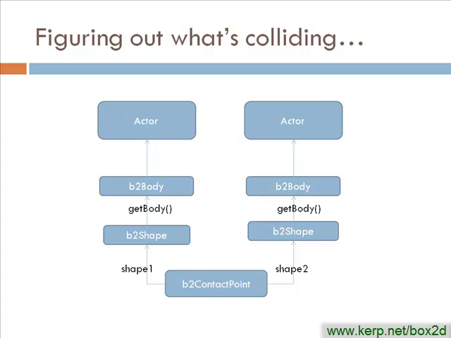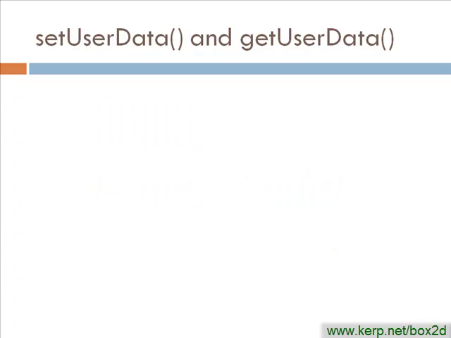So far, so good. Getting from the body to the actor is going to be tricky, because obviously Box2D doesn't necessarily know about the concept of actors. There's no built-in function in b2Body that lets us know what actor it belongs to. However, it does have some other functions that we can use, specifically setUserData and getUserData.